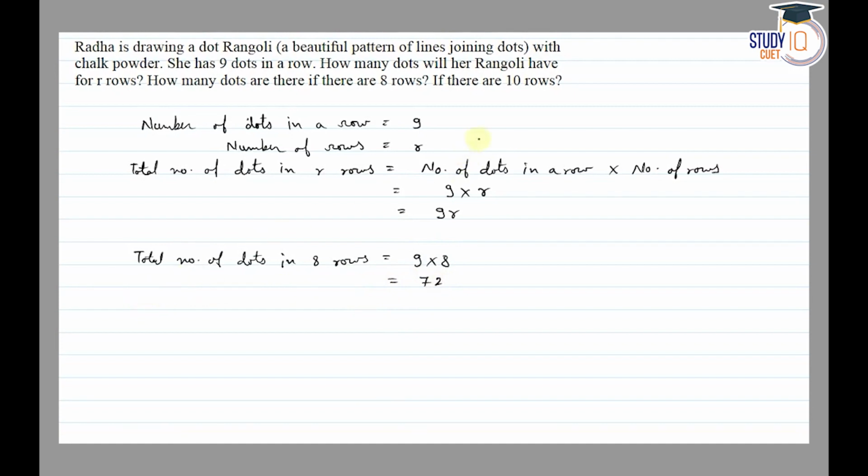And next, if there are 10 rows, तो हो जाएगा total number of dots in 10 rows is equal to number of dots in a row into total number of rows 10. So हो जाएगा हमारे पास 90. That's our final answer. Thank you.